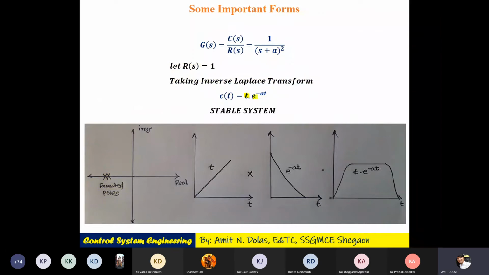One is T, another is e raised to power minus AT, sorry. And these two signals we know. What is T? T is like this. It is starting from 0 and moving towards infinity. So this is kind of unbounded. But what is e raised to power minus AT? We have seen e raised to power minus AT is an exponential decay moving towards 0, starting at a certain magnitude value. So looking at two different signals, this one is unbounded, I will write UB, and this is bounded, I will write B.